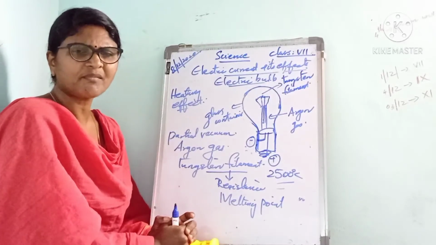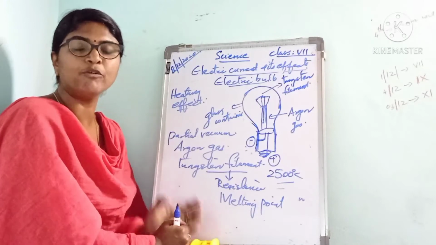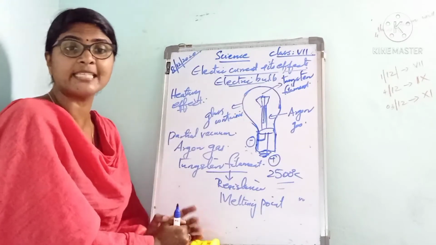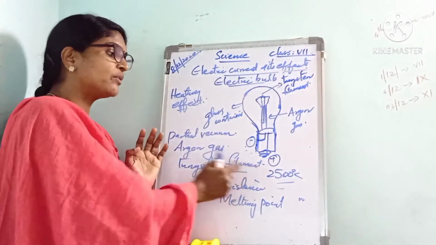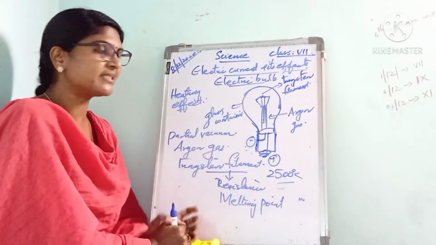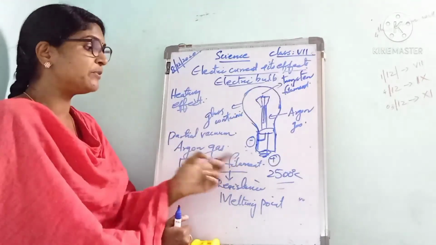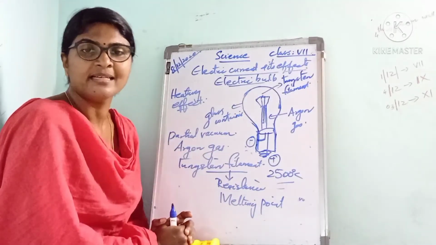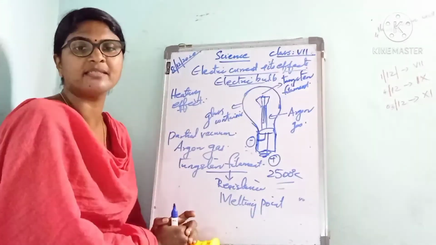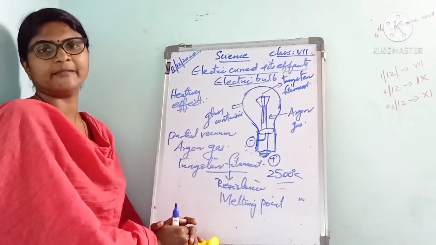When electric current passes through this filament, due to its high resistance, it quickly heats up to about 2500 degrees Celsius. At this temperature, the tungsten filament begins to glow and emits light.